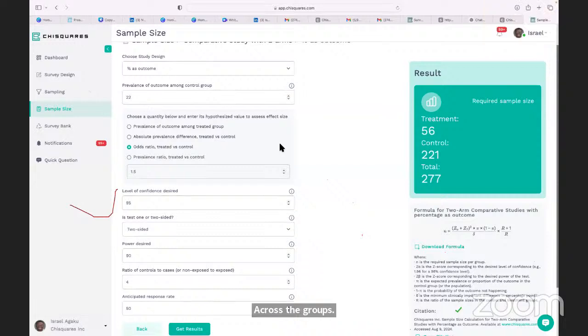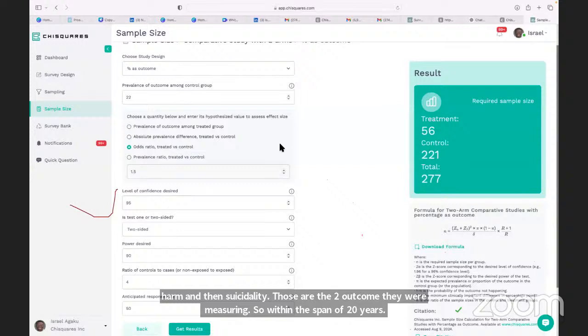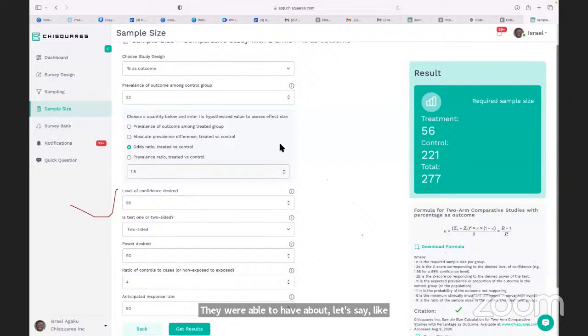Okay, so the study was actually a 20-year period, and the main exposure here was body dysmorphic disorder, BDD, and then they were having 2 outcomes, intentional self-harm and then suicidality. Those are the 2 outcomes they were measuring. So within the span of 20 years, by cases, it's not much. It's like 17 cases of mortality within the suicide intent, and then about 27 in the other category.